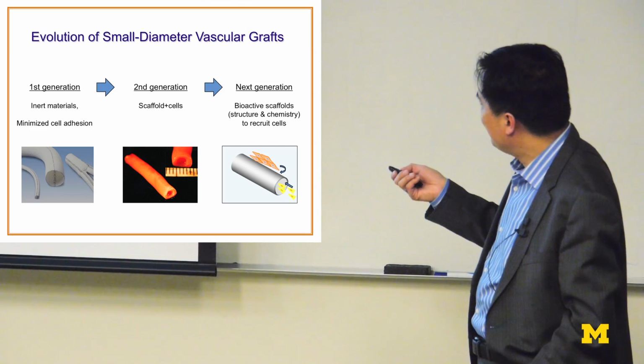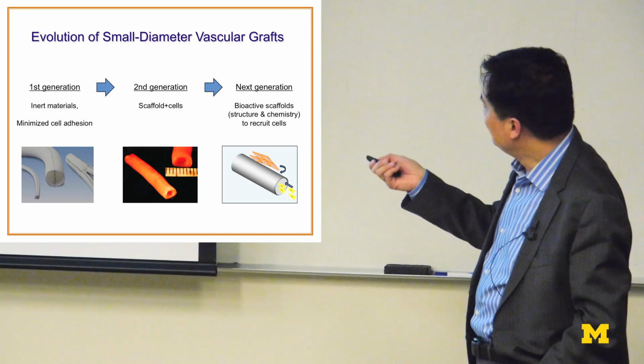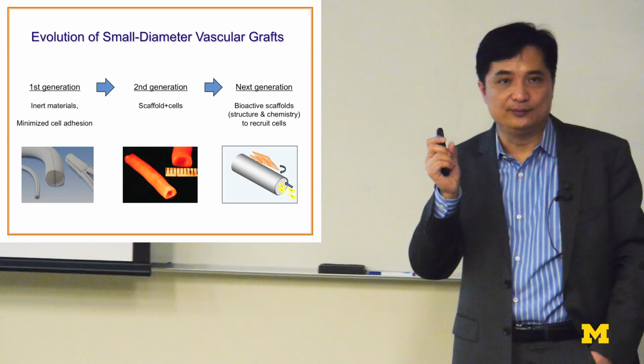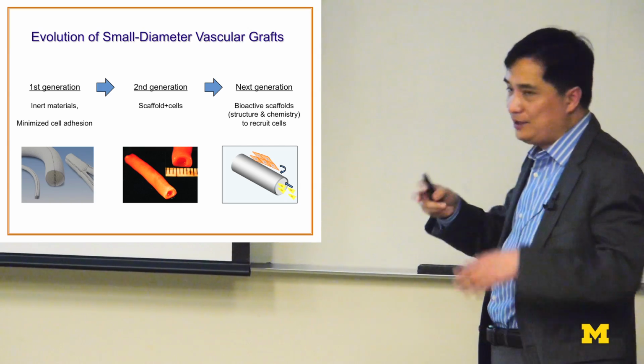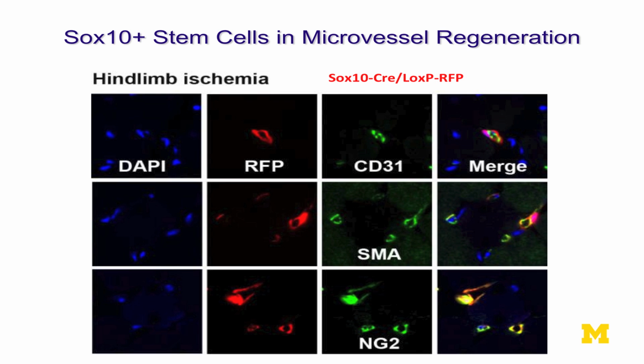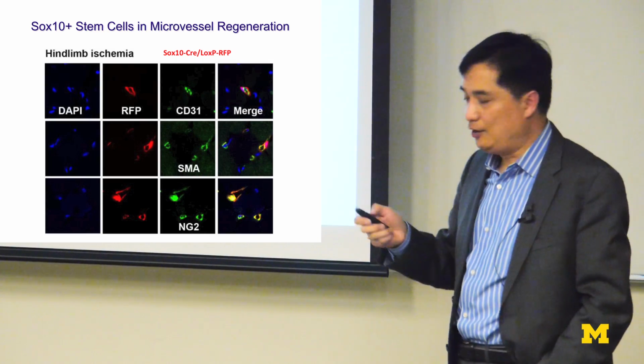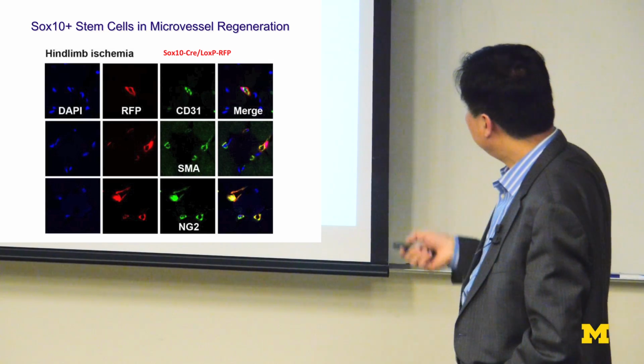So here I want to make some more comments on the vascular stem cells we recruited from the surrounding tissue. What we found is, not just for the large vessel, but also for the microvessel, these cells are recruited to help stabilize the microvessel formation during tissue regeneration. This is the hind limb ischemia model. We use a lineage tracing model, a transgenic mouse model, to label SOX10 positive stem cells, which we identify as the smooth muscle progenitors. In this case, all of the SOX10 positive stem cells, before and after differentiation, will be labeled in red color, which is a red fluorescent protein.